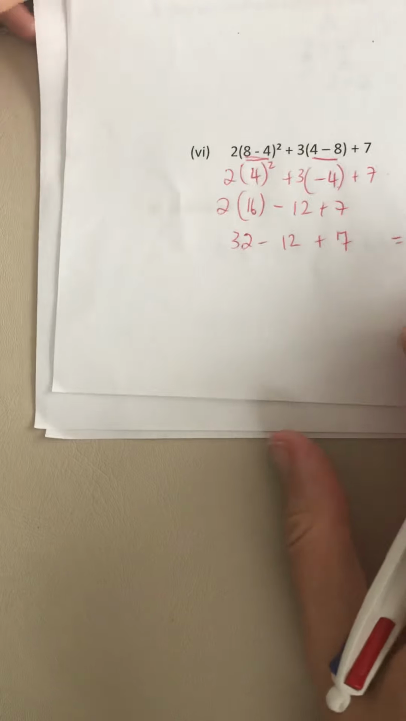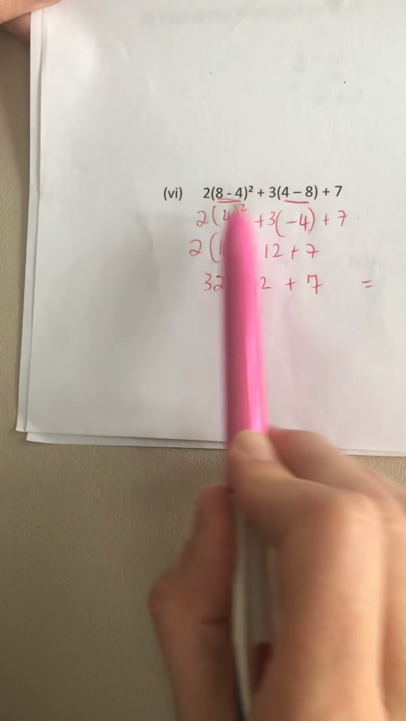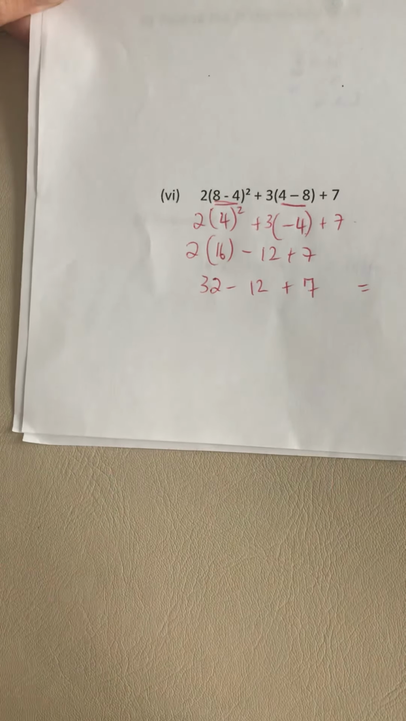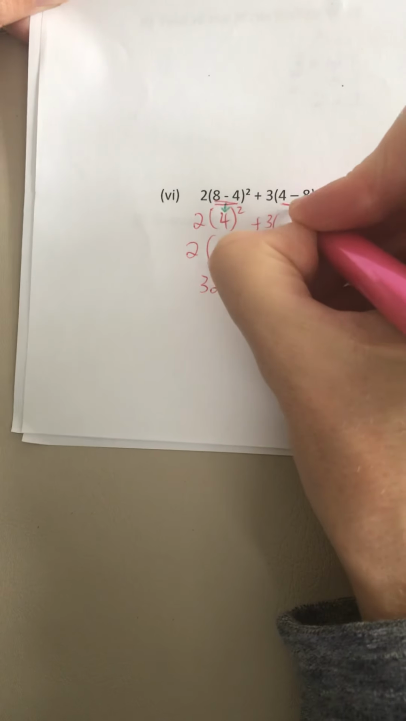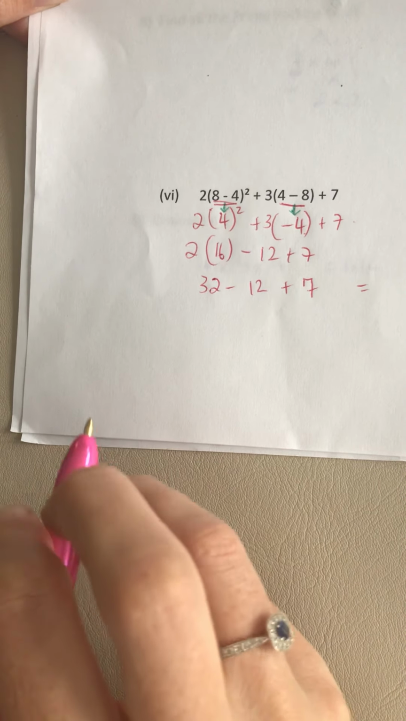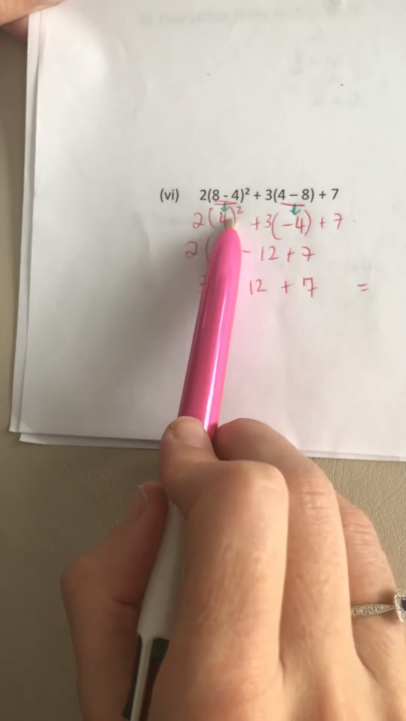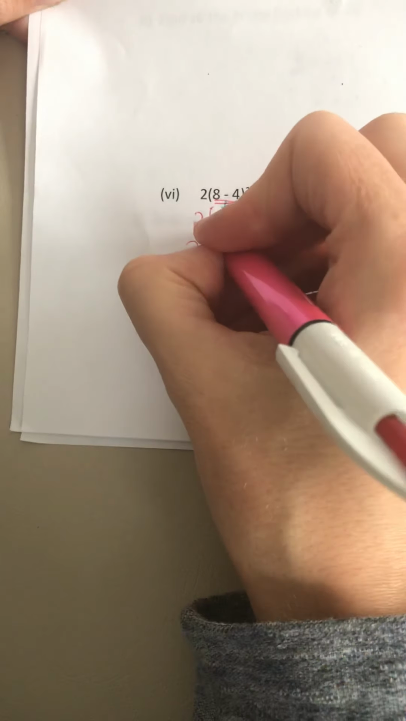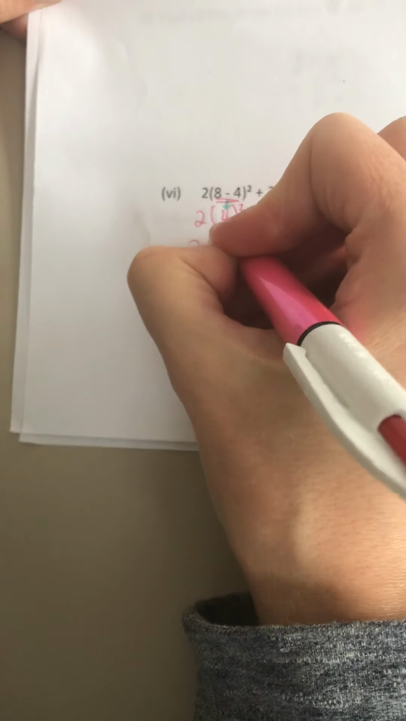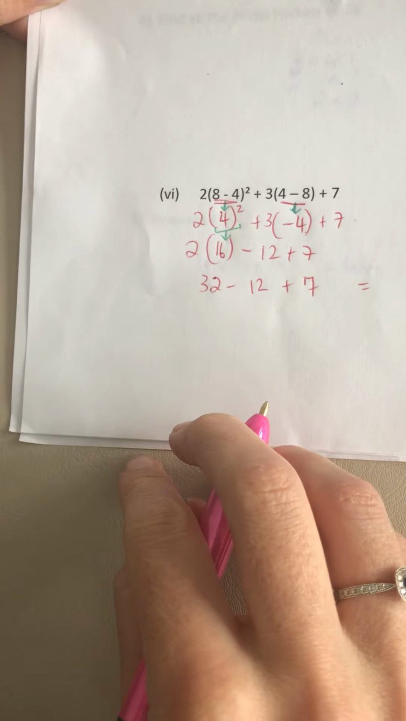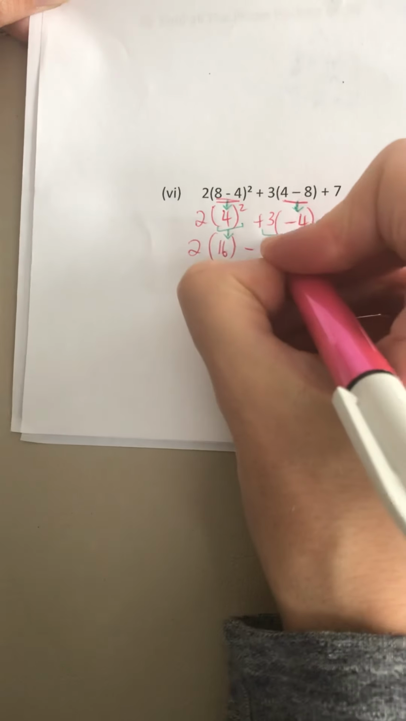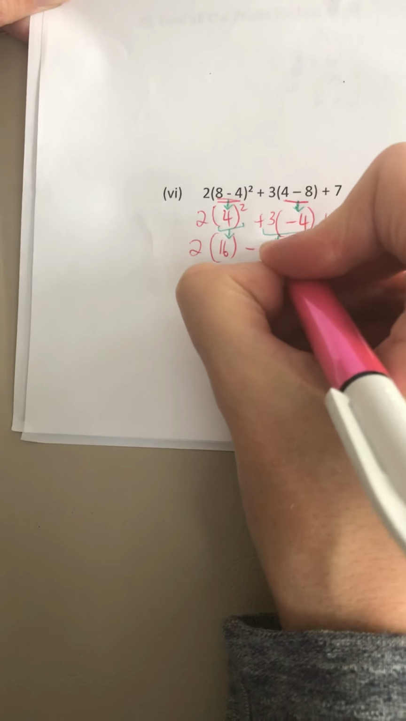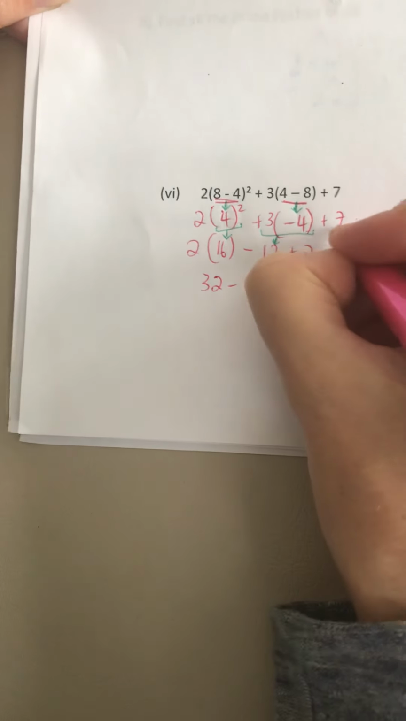Okay, let's again do what's in the brackets first. So 8 minus 4 is 4, and 4 minus 8 is minus 4. Take your time. Any indices? Yes. 4 squared gives me 16. Any multiplication? Yes. So here's some multiplication. And we take down the sum.